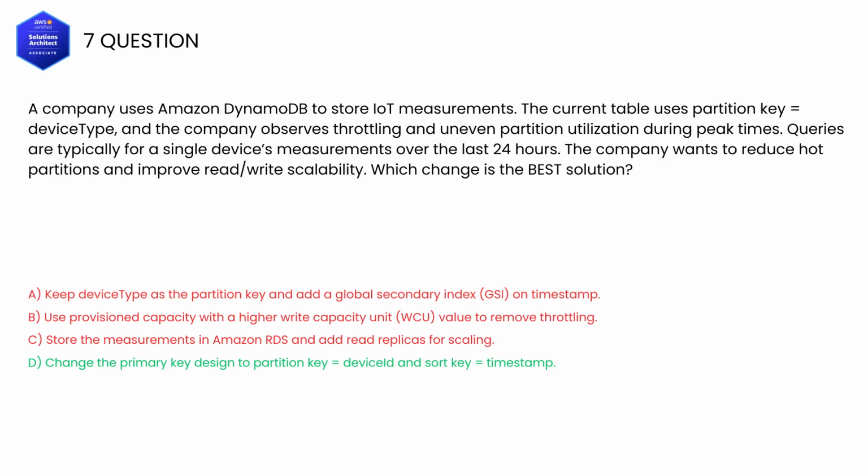The next one isn't correct because increasing capacity can mask symptoms but doesn't address the root cause of uneven partition key distribution. The table can still hotspot and throttle even with higher total capacity. And the C one is incorrect because these introduce operational overhead and change the persistence layer without directly addressing the DynamoDB key design problem. Read replicas help read scaling in a relational database, but don't solve IoT write hotspotting in DynamoDB.